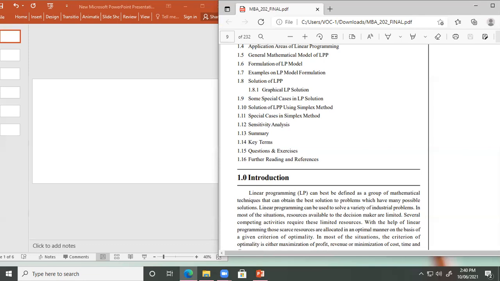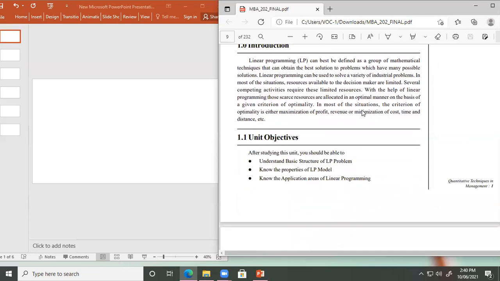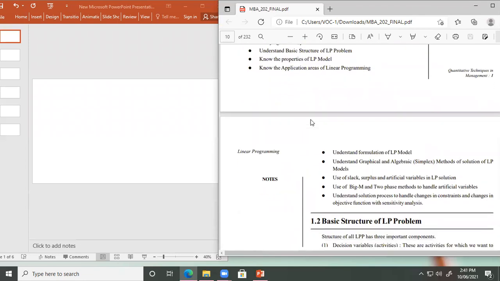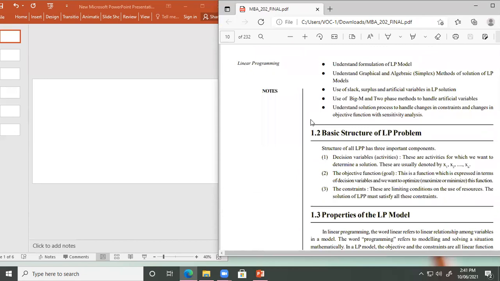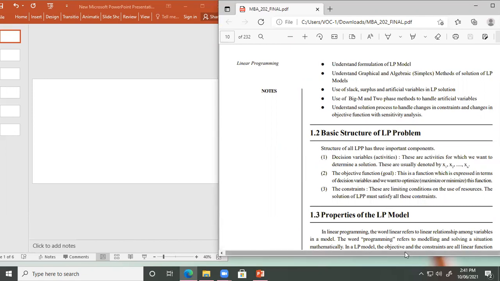Okay, in most situations, the criterion of optimality is either maximization of profit or revenue, or minimization of cost, time, and distance. So the basic structure of the linear programming problem: the structure of linear programming problems has three important components. One is decision variables, that is activities. Second, objective function, goal, and the third is the constraints.